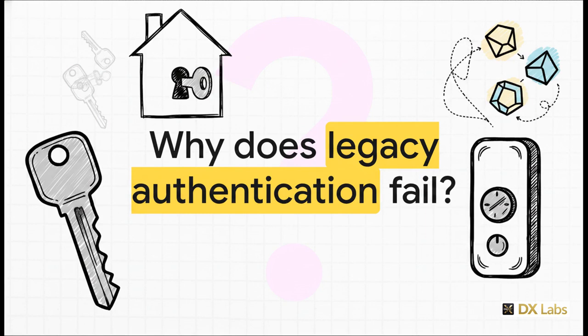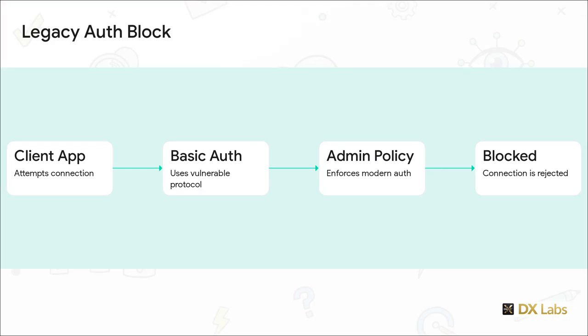Why does legacy authentication fail? Think of legacy authentication like a basic metal house key. Anyone who gets their hands on it can just copy it and walk right in. Modern authentication, on the other hand, is like a highly secure smart lock that requires a constantly changing encrypted token. So a legacy client tries to connect using basic auth. That's just a simple username and password sent via old protocols like POP or IMAP.